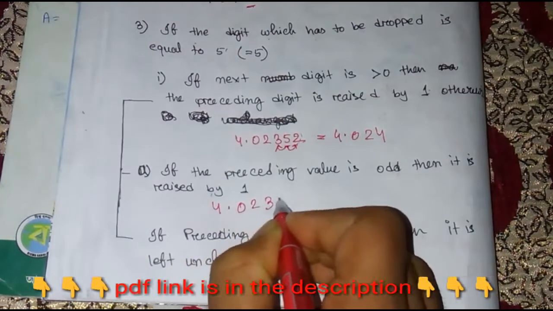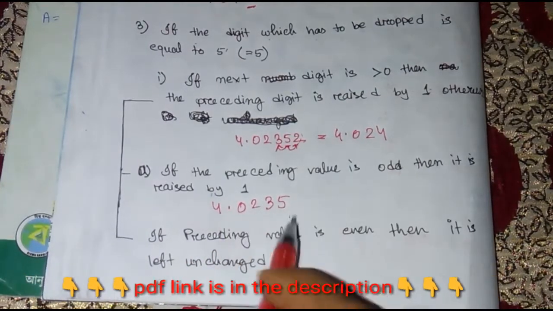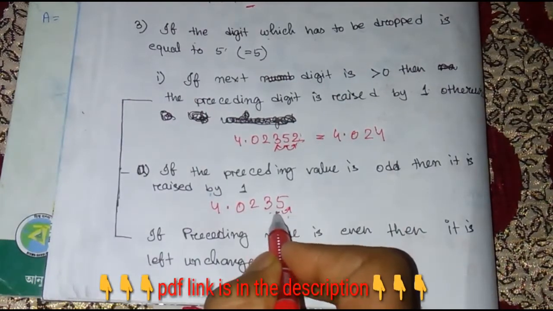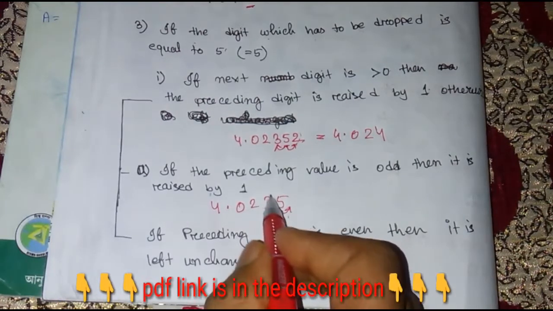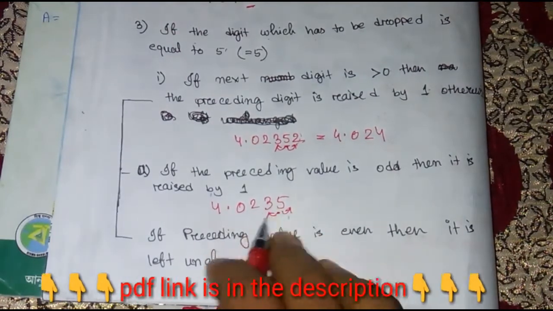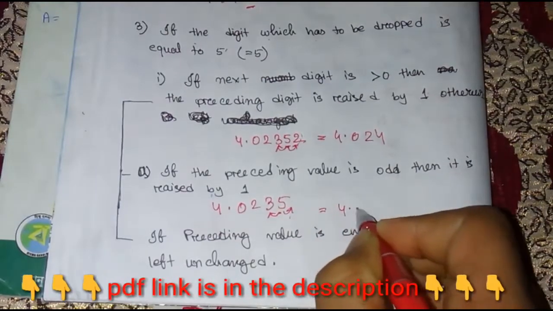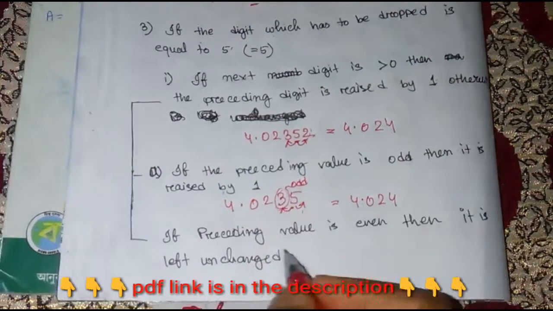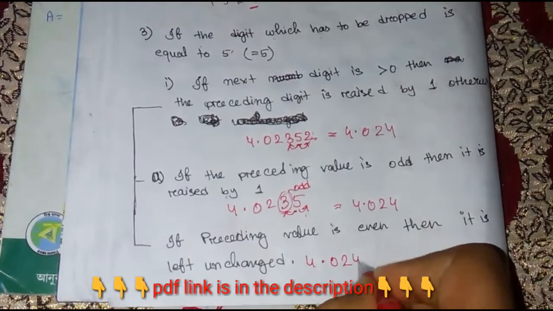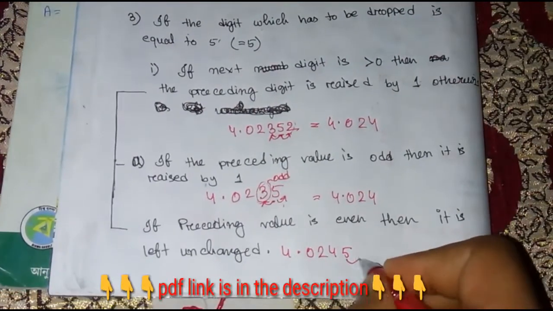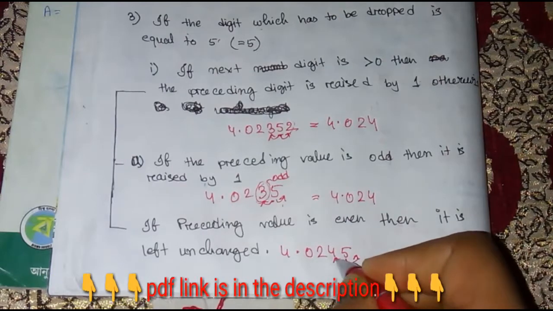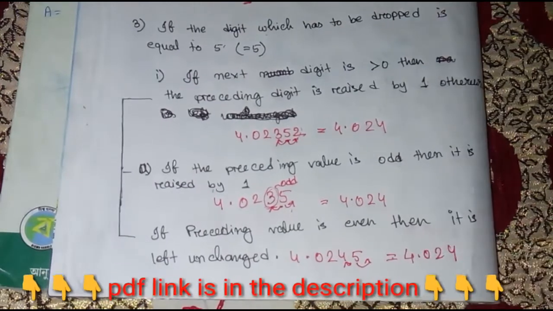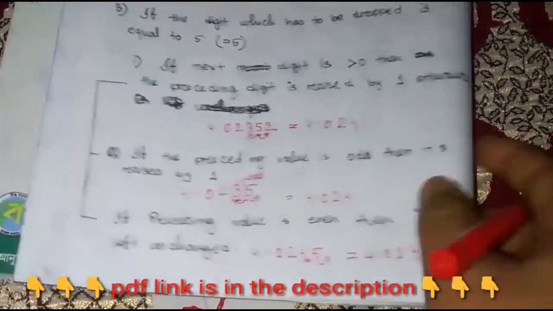Suppose the same example, 0235. Now it is 0 here, so we cannot decide from the next number after the 5. So we have to check the preceding digit. If it is odd, then we have to raise the preceding digit by 1. And if this is even, and the next number is 0, check the first previous number. The previous number is even, so it will be left unchanged. Understood all the formulas of round off?